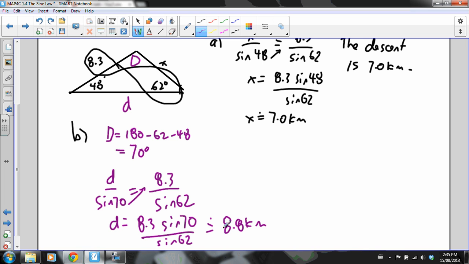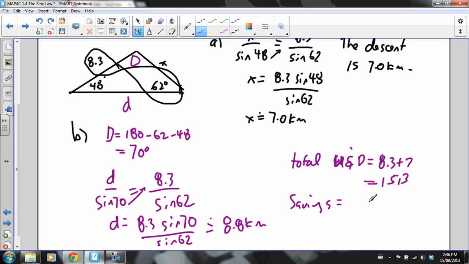Now notice, that's not our answer. Our answer is how much would we save by using a tunnel. So the total up and down is 8.3 plus 7. That's 15.3. Then the savings is the difference, right? I can go 15.3 subtract 8.8, and that's 6.5 kilometers. And again, a sentence.